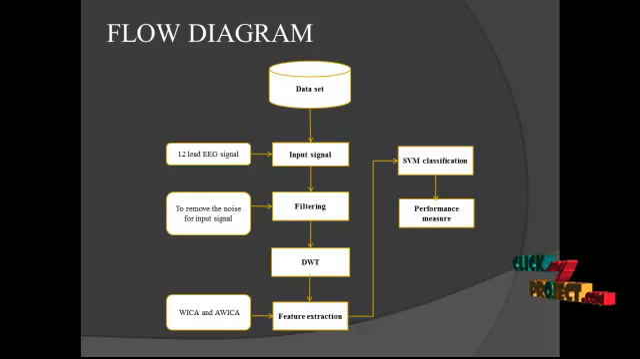Next we have to remove the noise from the signal by using a Butterworth filter. Next we have to apply the DWT, which means discrete wavelet transform. Next we have to remove the noise and extract the features from the signal. Here we are using the WICA and AWICA, that means independent component analysis. Then we have to classify the signal. Finally we have to measure the performance of the corresponding signal.